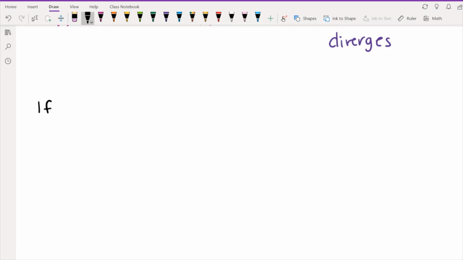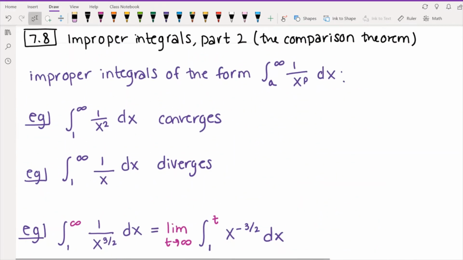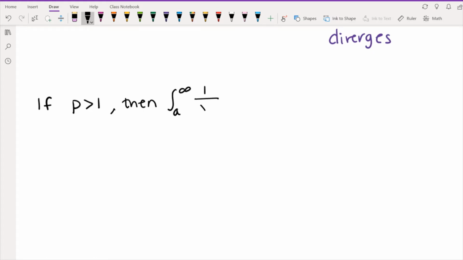So if p, so remember p is representing here the exponent on x, right? Because we said at the beginning, integrals of the form 1 over x to the p. So if p is greater than 1, then the integral from a to infinity of 1 over x to the p dx converges. So it doesn't matter what that exponent is, as long as it's bigger than 1, you'll get something that converges.